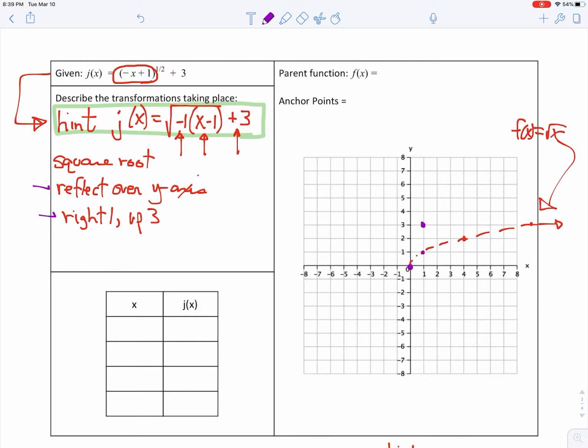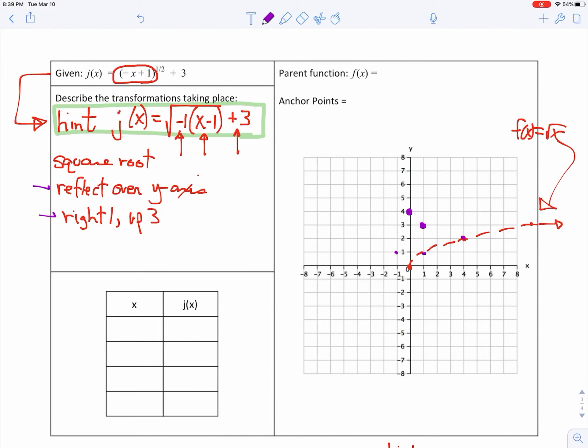I'm going to take my second important point on the original square root function, 1, 1, reflect it over the y-axis. So it goes down here, then right 1 and then up 3. Wait a second. Oh, wait, I'm reflecting over the wrong axis. My bad. I should be going right 1 up 3 takes me here. And reflecting over the y-axis means I'm going over here. And right 1 up 3 puts me at 0, 4.